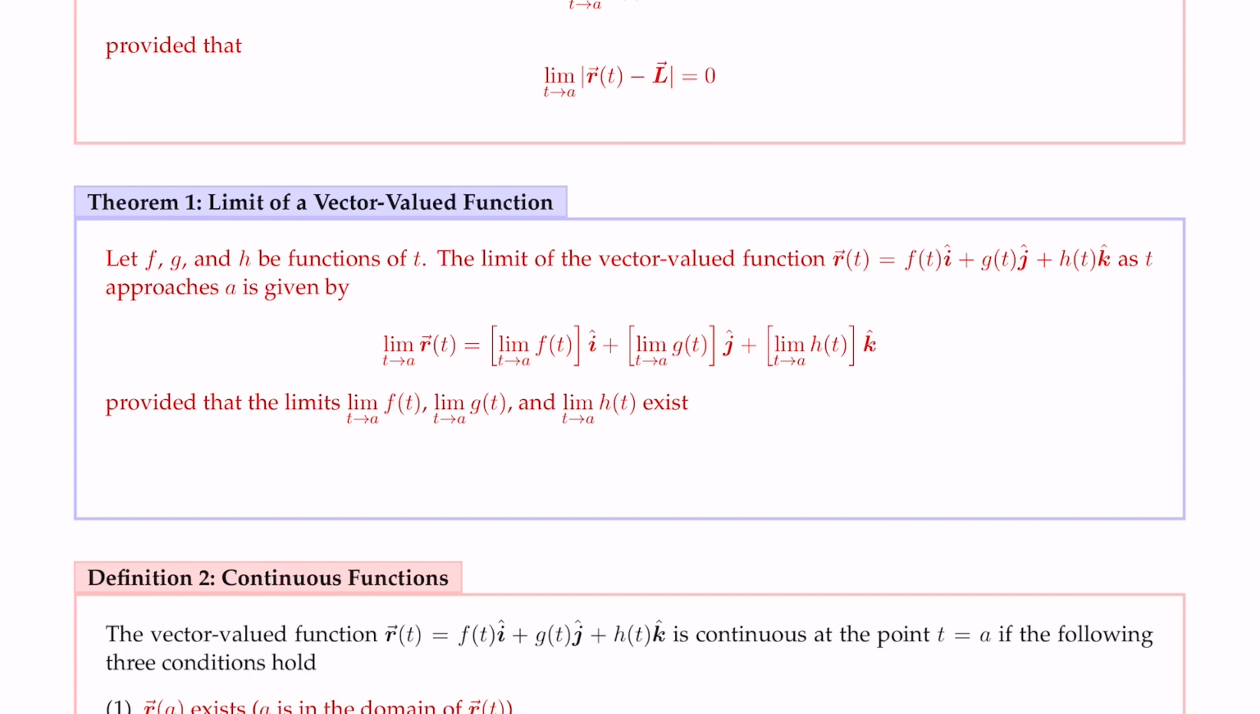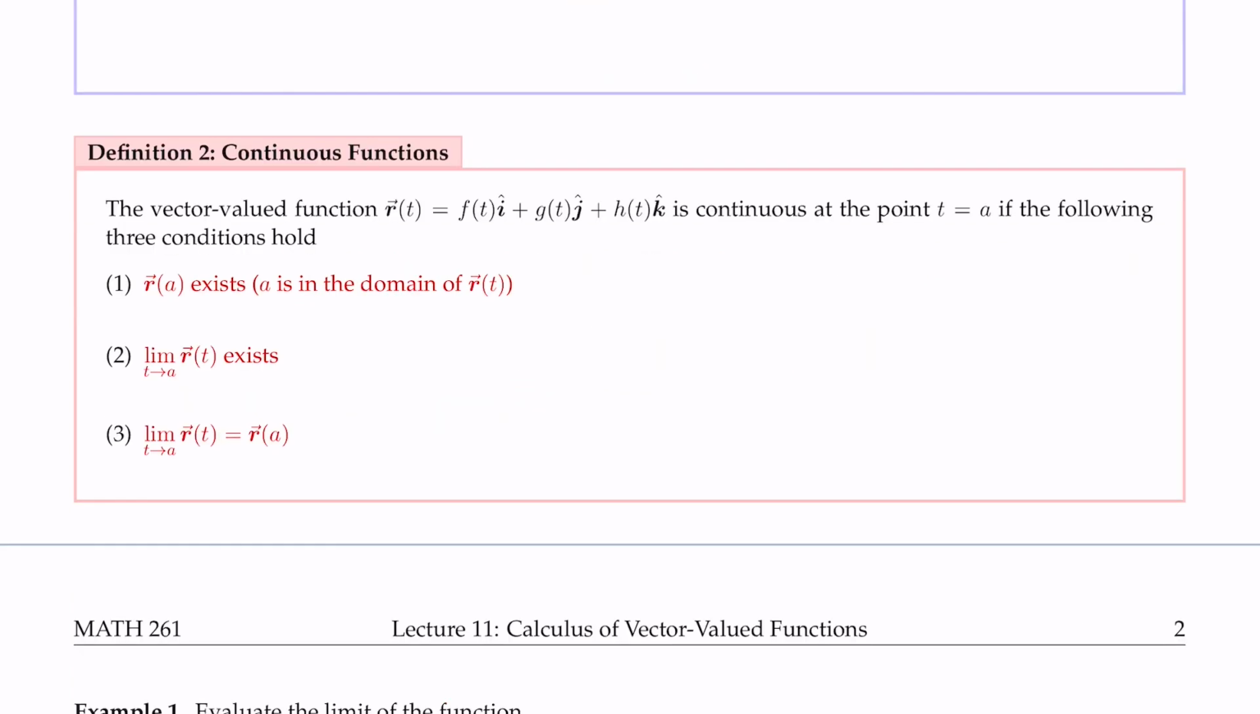In the next definition, we have the idea of continuity of vector valued functions. The idea of continuity also extends directly to vector valued functions. A vector valued function r(t) = f(t)i + g(t)j + h(t)k is continuous at the point t = a if the following three conditions hold. First, r(a) exists, that means a is in the domain of the vector valued function. Second, the limit of the vector valued function as t approaches a exists. Third, the limit has to equal the evaluation of the vector valued function at the given point.